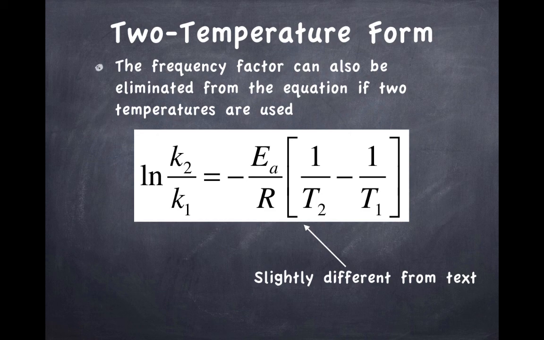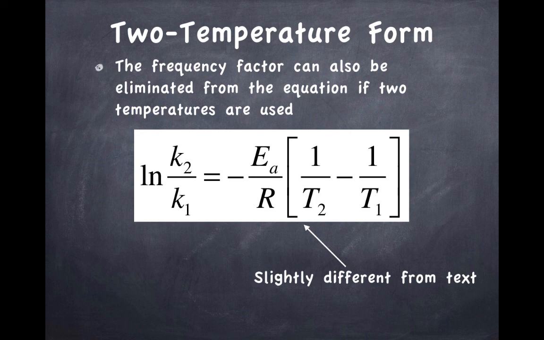We have natural log of K2 over K1, so that's going to be the rate constant at temperature 2 over the rate constant at temperature 1. And that's equal to negative Ea over R times, and we've got 1 over T2 minus 1 over T1.